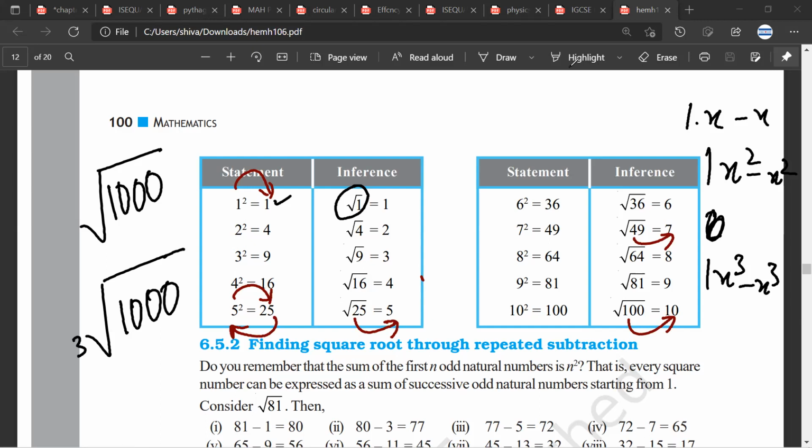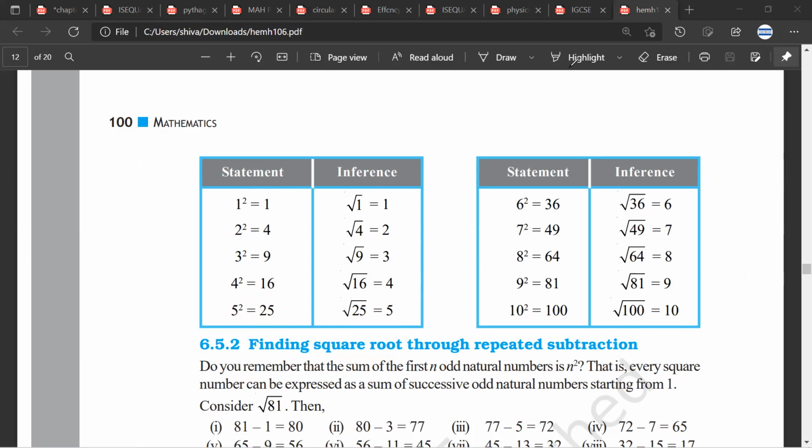And down the line, maybe in the next class, what you will have to understand, which I have just touched and not explained in detail, is that actually the root of 100 is equal to plus minus 10. But we are ignoring this minus sign now. Down the line, we'll have to take care of this also. Okay.